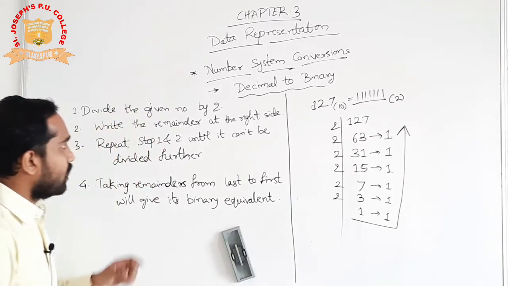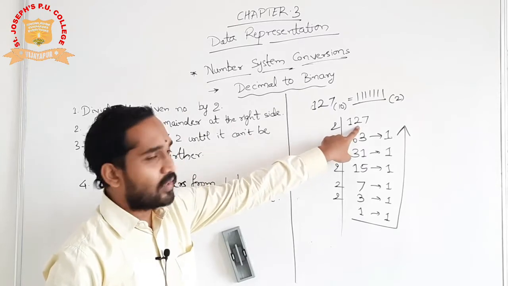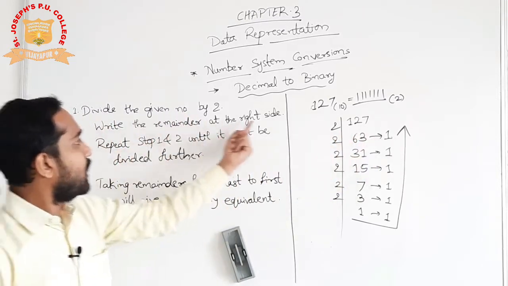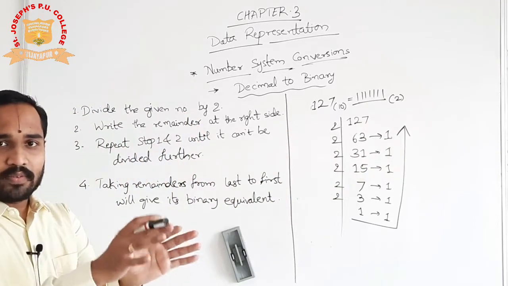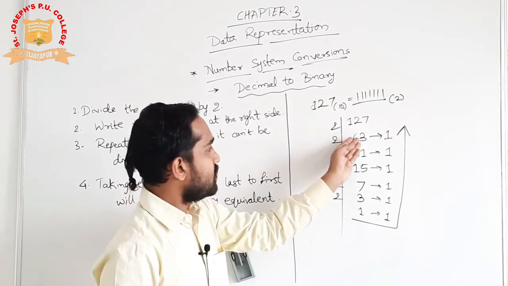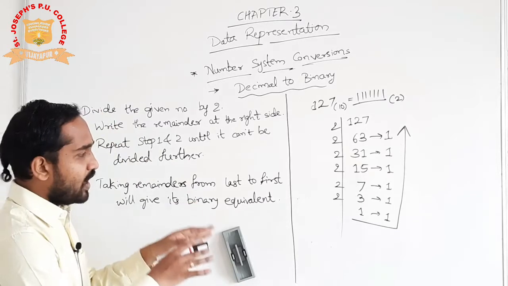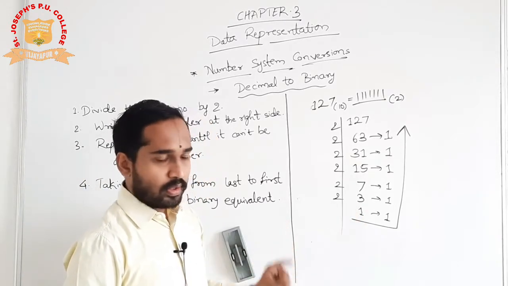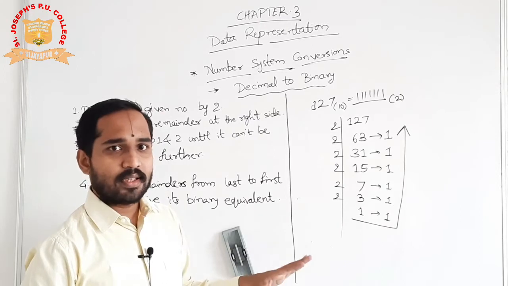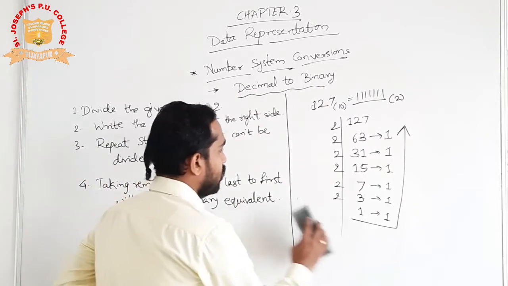Okay. Understanding? I hope you are fine with the steps. Just to make you understand again, let me go through it again. Divide the given number by 2. Then you write the quotient here and write the remainder at the right side, whatever remains, that is 0 or 1. Repeat step 1 and 2 until it can't be divided further. That means you again divide it by 2 until you get 1 or 0. When you get that 1 or 0, you cannot divide it further. So now, starting from here, go upwards to write the binary equivalent. This is the way to convert the decimal number to binary. Okay. Last one more we will take.